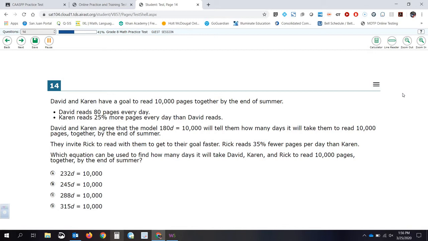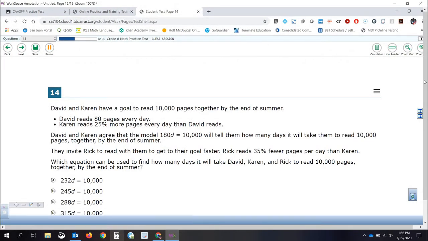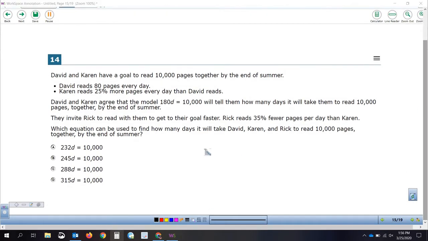Wow. This looks really, really complicated. That's a lot of words. So let's see if we can break this down and maybe make it a little more understandable.